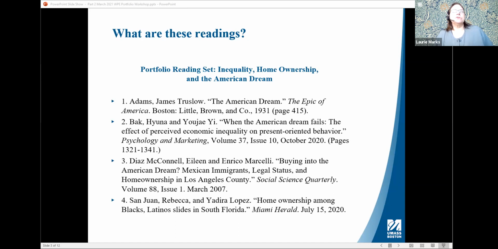And it is a journal that presents original research and review that deals with the application of psychological theories and techniques to marketing.